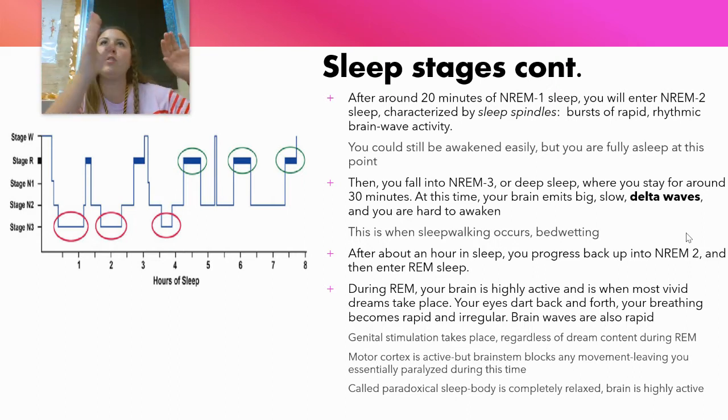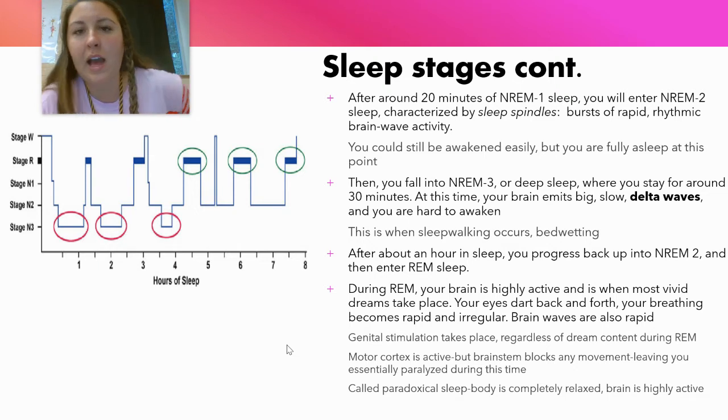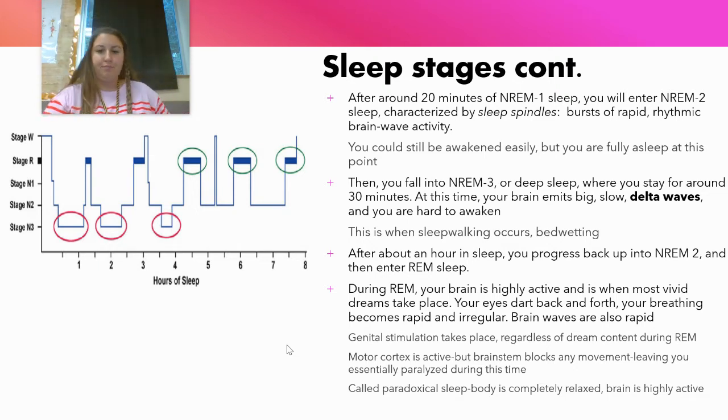So your brain waves are very slow and synchronized, whereas when you're awake, your brain waves are very fast and kind of disjointed, not synchronized. Now, in deep sleep or stage 3, which also used to be called stage 4, but now we just call it stage 3 or NREM 3, this is when sleepwalking can occur. So if you're a sleepwalker, that happens during deep sleep.